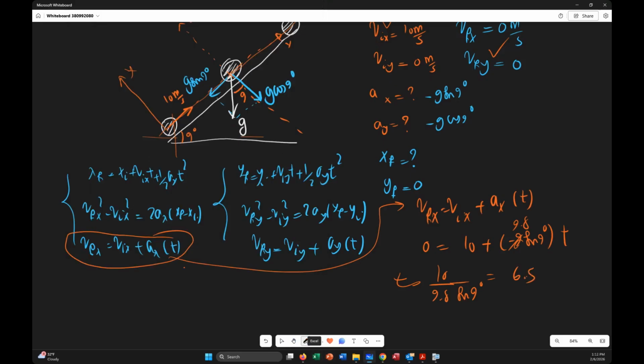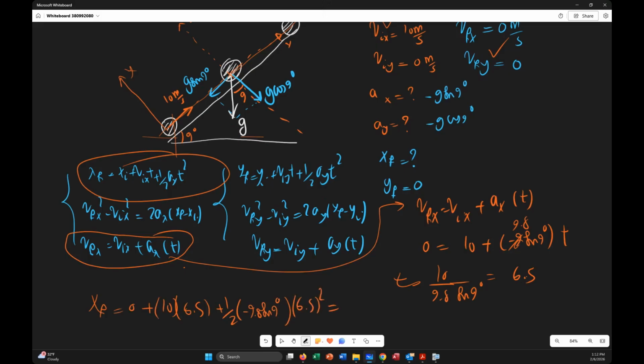When you have time, which one can you use to find the final position? This one. x final is going to be 0. What is the x initial? 10 times 6.5 plus 1/2 times the acceleration in the x-axis, which is negative 9.8 sine 9 degrees, times 6.52. What did you get? I'd have to do that. Okay, so we can calculate that. Let's say I got about 30.